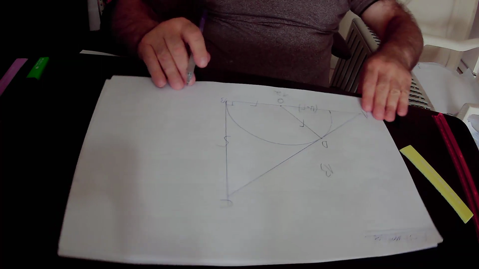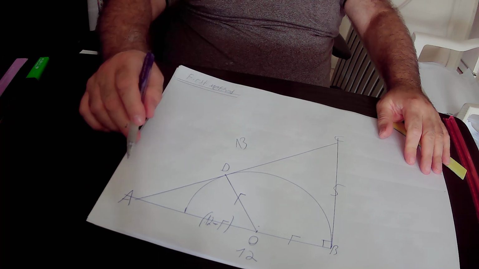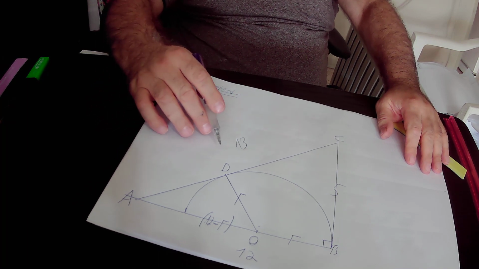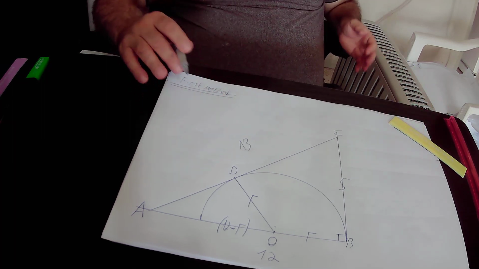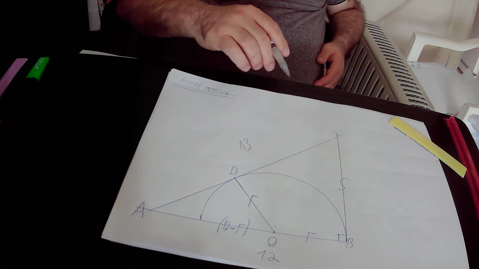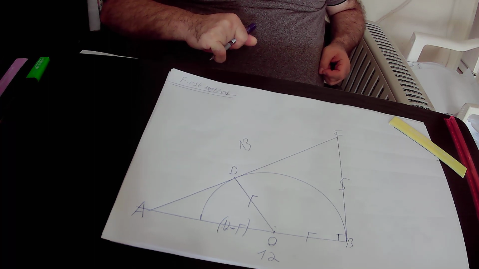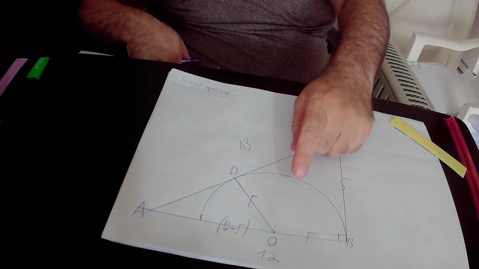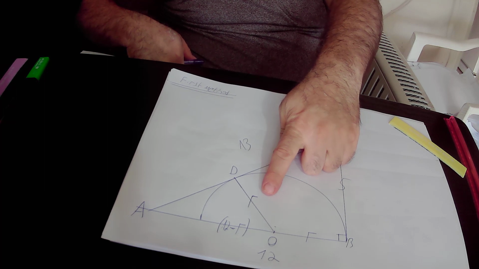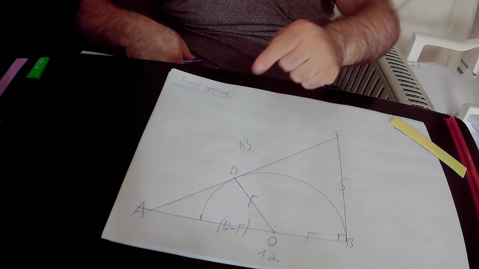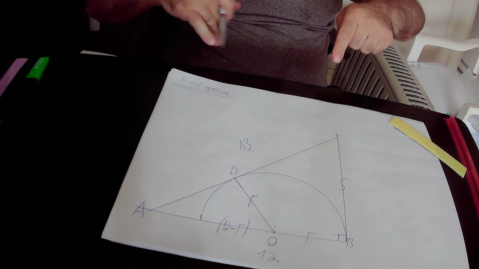Because here the tangent CA is tangent to this semicircle at point D. Point D is the point of tangency of tangent CA with this semicircle. Therefore, we see in the drawing that the radius OD is drawn to the point of tangency. That is to say, it is drawn to point D, the point of tangency of tangent CA with this semicircle.